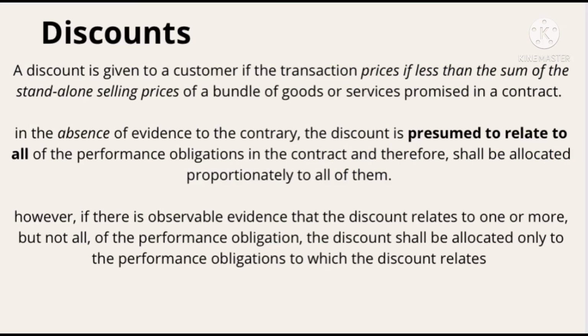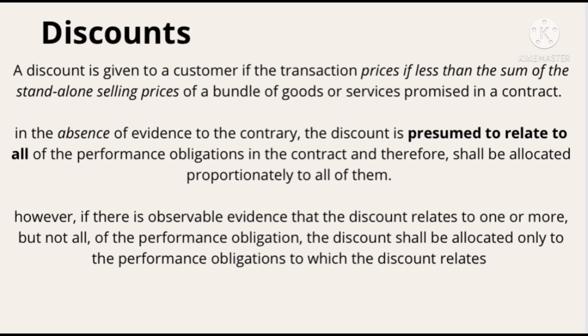A discount is given to a customer if the transaction price is less than the sum of standalone selling prices of a bundle of goods or services promised in a contract. In the absence of evidence to the contrary, the discount is presumed to relate to all of the performance obligations in the contract and therefore should be allocated proportionately to all of them.